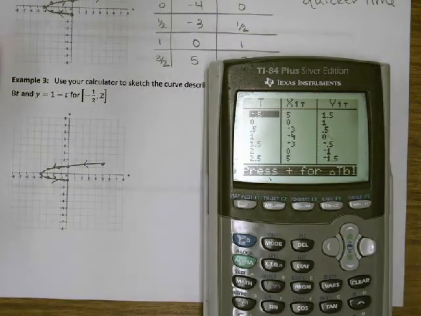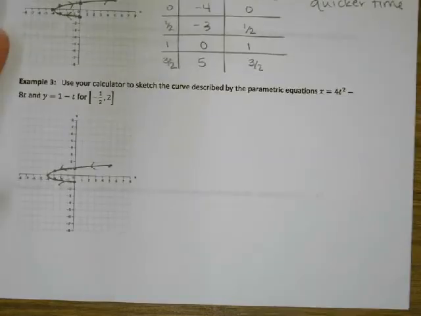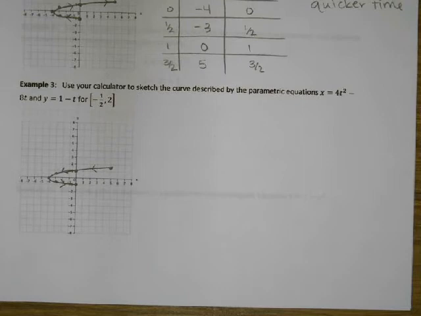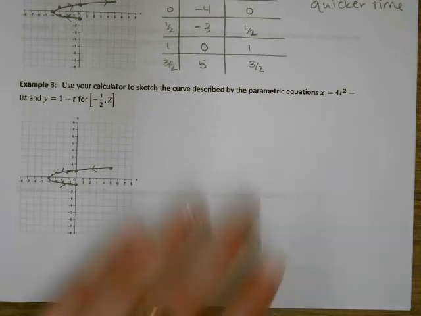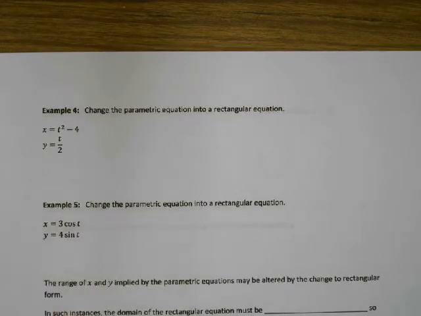Right, so 3 equations that appeared to be completely different actually gave us the same graph 3 times. So it's kind of interesting just to notice that the position can kind of move back and forth. All right, example 4 says to change the parametric equation into a rectangular equation. So what they mean by that is we don't want to have a value for t anymore. We want only x's and y's.